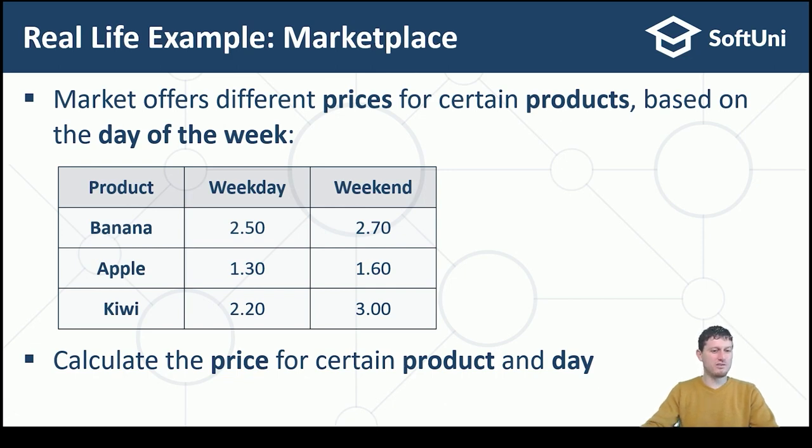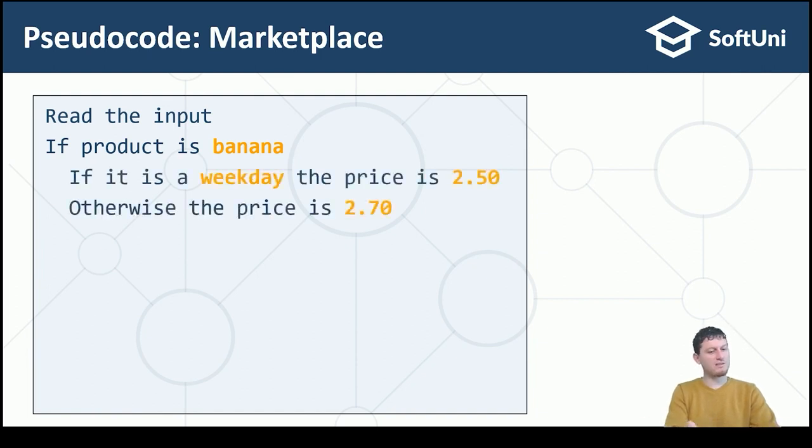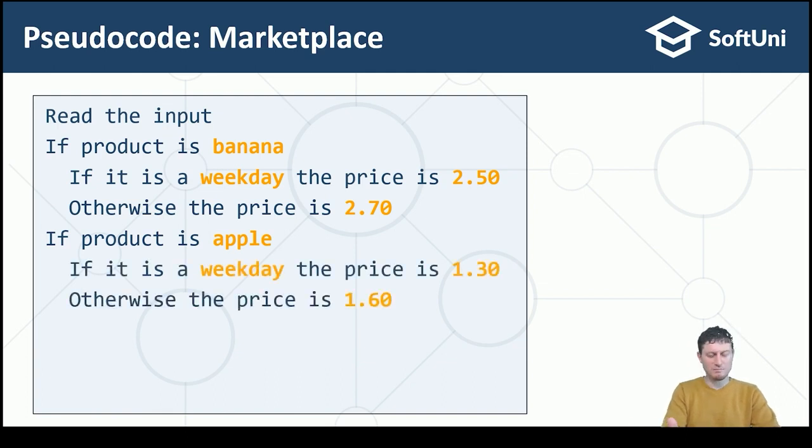But how to do this? It would be something like this. Read the input: what is the product and what is the day of the week. If the product is banana, we have two cases. If it is a weekday, the price should be 2.50. Otherwise, the price will be 2.70. If the product is apple, again we have two cases. If it is a weekday, the price is 1.30. Otherwise, the price is 1.60.